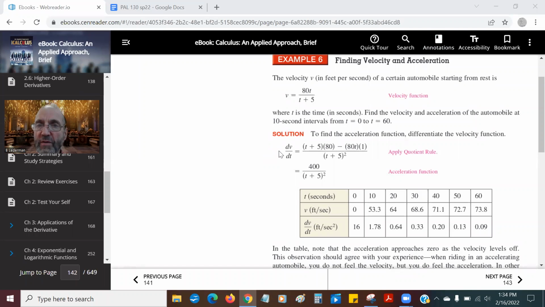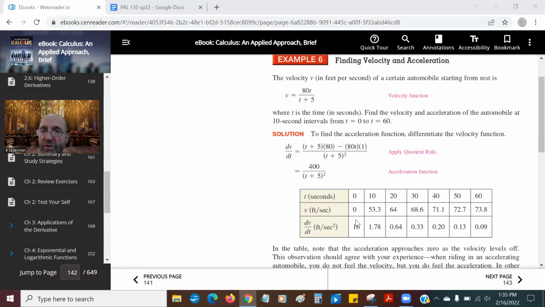Okay, so for the derivative, I have to use the quotient rule here. It's a quotient, so it's the bottom times the derivative of the top minus the top times the derivative of the bottom, over the bottom squared. Actually, it pays to simplify, because it just becomes 400 over t plus 5 squared. Now all we've got to do is plug in t equals 0, t equals 10, t equals 20, and so on and so forth. And here we go.